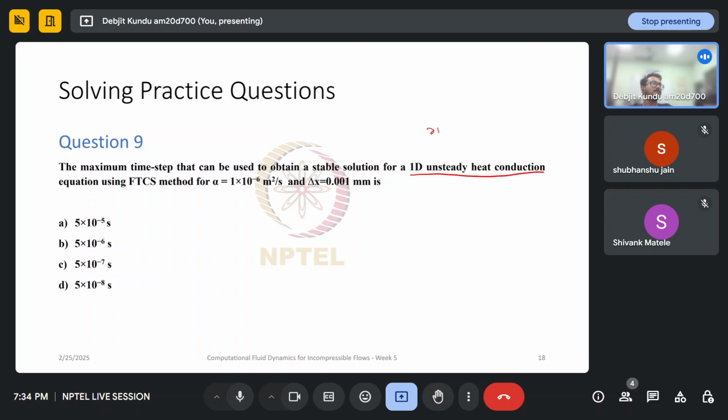I'll write the equation for you. ∂T/∂t equals alpha ∂²T/∂x², using the FTCS method, for some given value of alpha and some given value of delta x. You have to find out what delta t is.